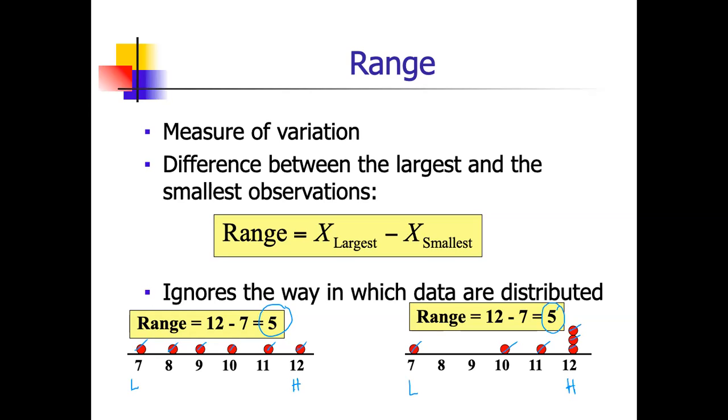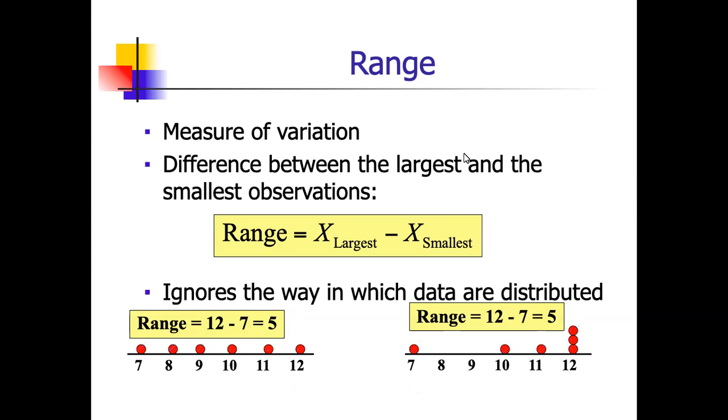However, if you examine further the distribution of the second data set, most data values are clustered towards the right end of the distribution. This is what the last statement indicates, that the range ignores the way in which data are distributed. Thus the range is not a very good measure of variation.